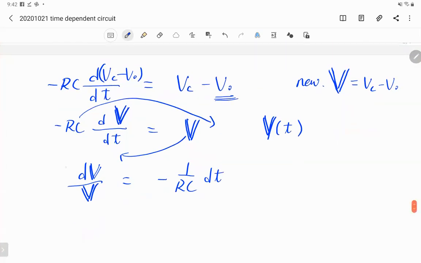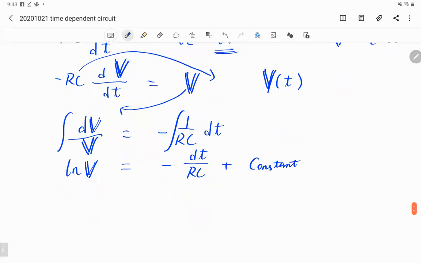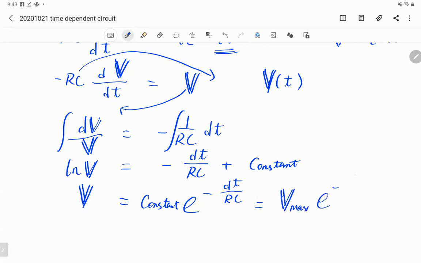Then I do the integral on both sides. Then on the left side, that will be the log V equivalent to minus t over RC plus a constant. Because this is a derivative, I can add any constant. Okay, then I could get the voltage, which is actually an exponential decay, minus t over RC, times a constant. Actually, the constant is the maximum voltage. See, this is V maximum.